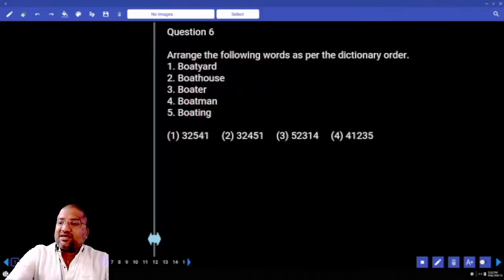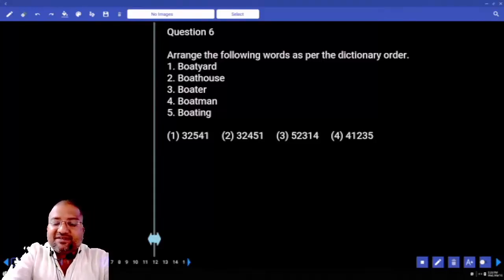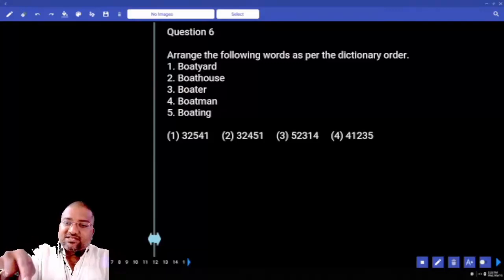Next. Arrange the following words as per the dictionary order. Look, the first 4 letters are the same in every word. The first 4 letters of every word are the same or different? Same. And you have to go with the 5th letter. Look at this 5th letter here.